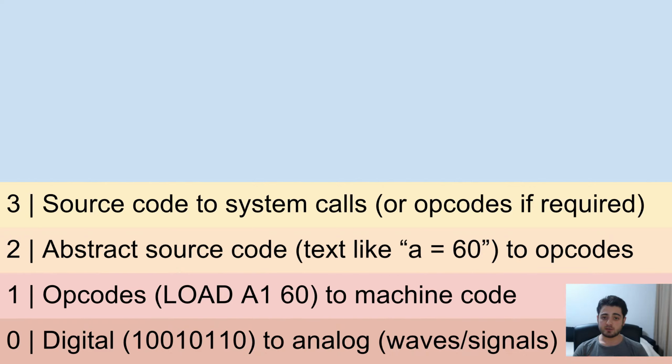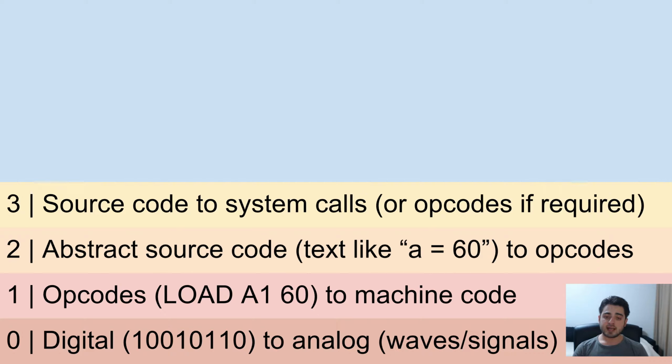We have compilers that would compile some abstract source code into something that an operating system can understand, and then an operating system would have a sort of built-in compiler, you can imagine it like that, that would convert it into opcodes, right? And then you would have an assembler that would convert opcodes into machine code, and so on and so on and so on.